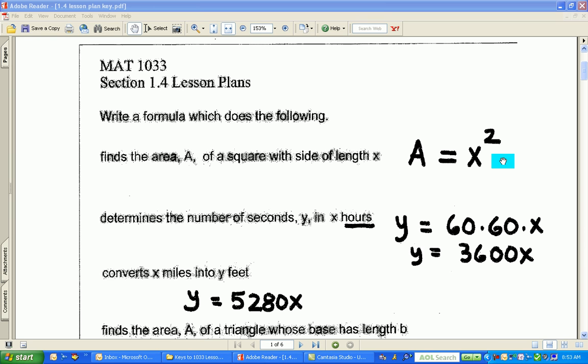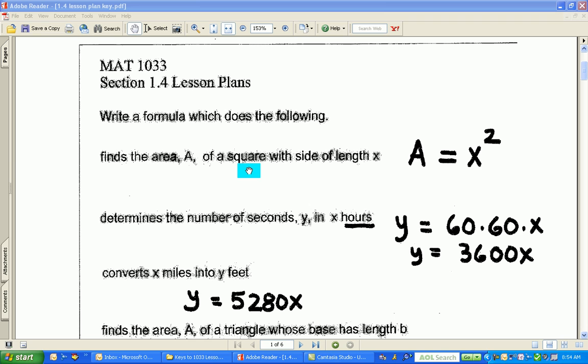Okay, ladies and gentlemen, what we're looking at here in section 1.4, 1033 lesson plans. The first set of questions basically describes a situation and asks us to take the words and create a formula. So the first one, for example: find the area A of a square if one side of the square has length x.